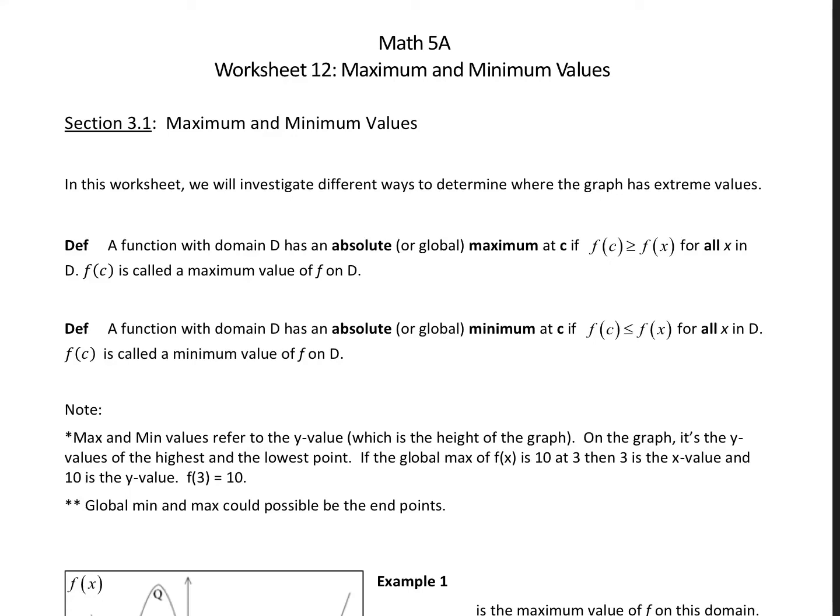Hi, welcome to worksheet number 12, maximum minimum values. This corresponds to book section 3.1, maximum minimum values.